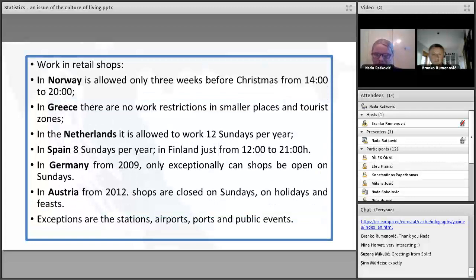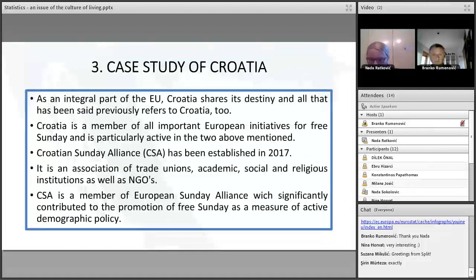Here is some information, for example: in Norway, they only work three weeks before Christmas. In Greece, smaller places and tourist zones work, and in the Netherlands, they work 12 Sundays per year. Austria is closed on Sundays, holidays, and feasts. There are exceptions in these countries like stations, airports, ports, and public events.